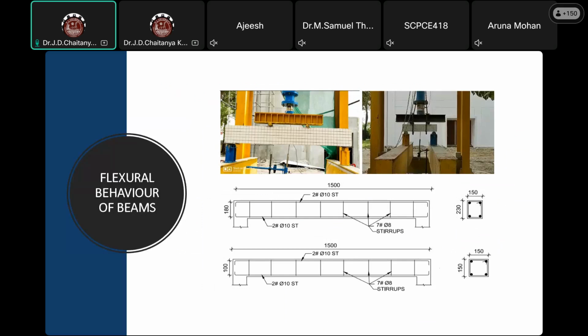After that, the width also kept constant at 150. So depth is varying here, 150 once and 230 once. We tested all these beams using a loading frame, which has 200 tons capacity in our university. With this loading frame, we tested the beams for flexure bending cases. So these are the outline of my testing of flexure beams.